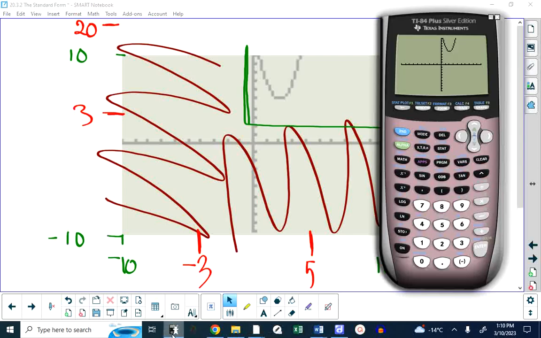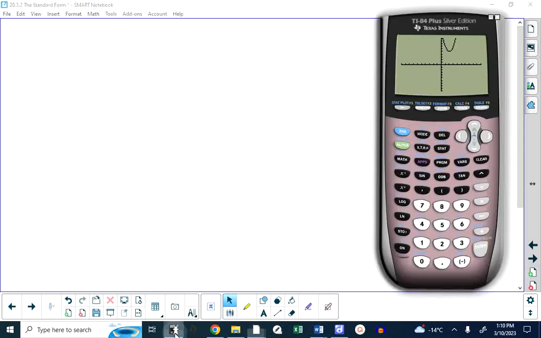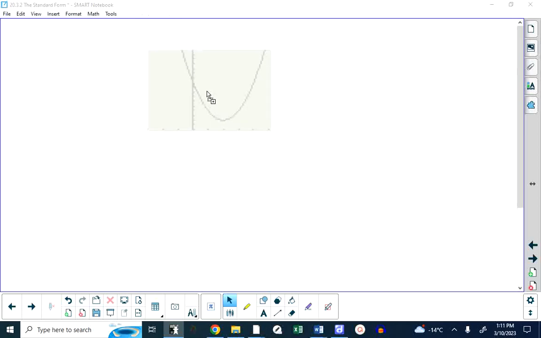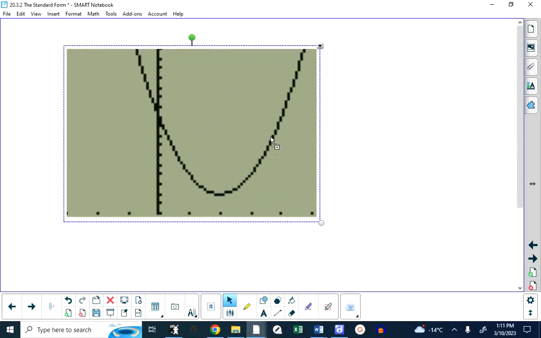Let's see what happens here. I believe I said negative 3 to 5, correct? And I said 3 to 20. Of course, you don't have to use these exact numbers. But what we want to be able to see is a pretty decent picture. That's filling most of my screen. I can see the y-intercept. So how is it I find the coordinates of the vertex?